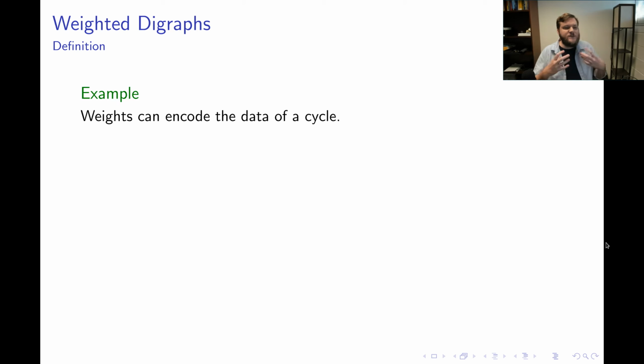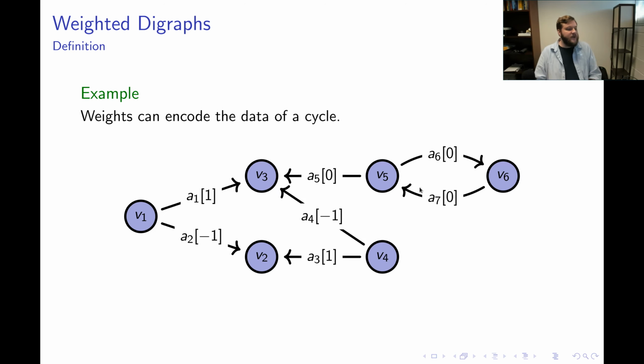Now, we can use the concept of weights to communicate all sorts of interesting information. For example, if we wanted to, we can use the concept of weights to encode the data of a cycle. So here's an example illustrating the point. I want you to notice that this is the directed graph we've used a few times already. And what I'm doing is I'm now imposing weights on all of the arrows in order to communicate the data of a cycle. Now, you'll notice that there are only 3 numbers that I'm using as weights here.